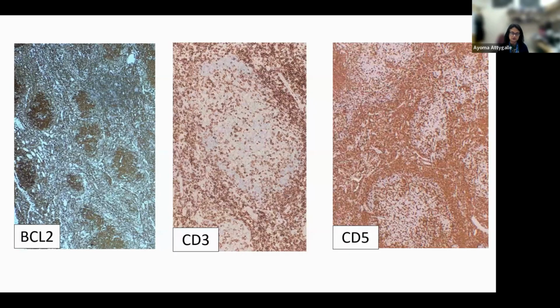BCL2 is positive in the germinal centers. You can see that here, very strong. Always compare it with the CD3, because T cells are positive for BCL2. So if you have a follicle which is rich in T cells, it can confuse you. So always do this subtraction. And of course, this is CD5 negative as well.